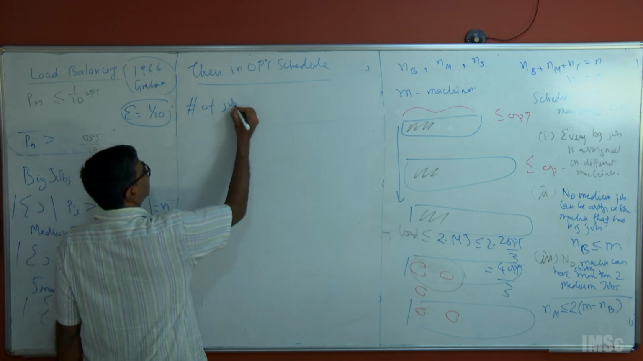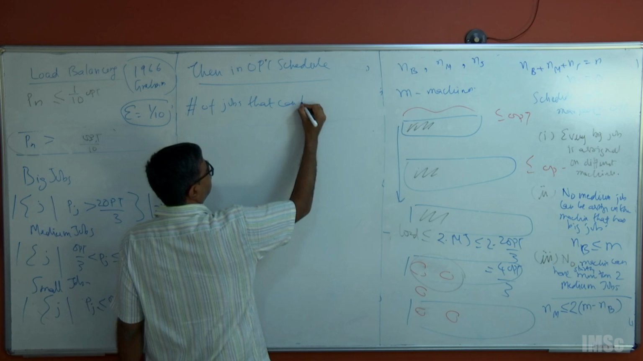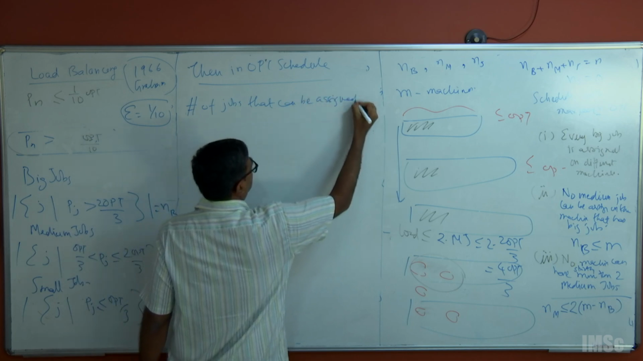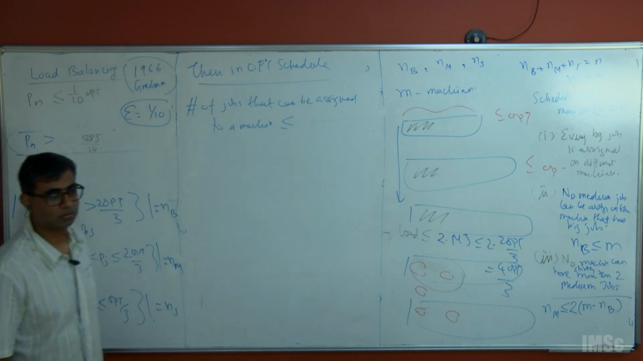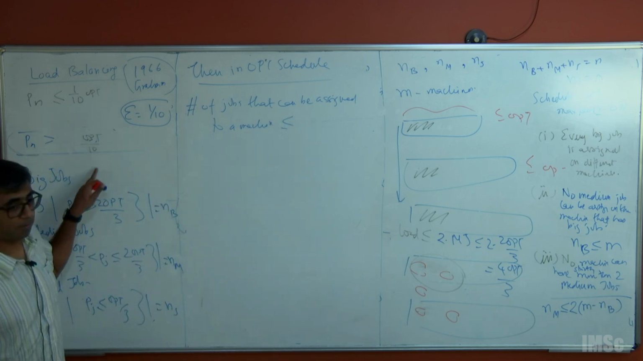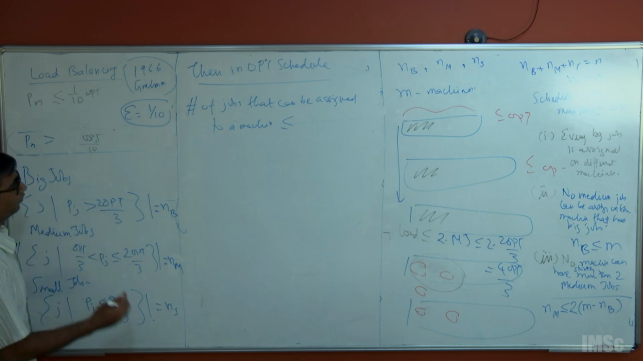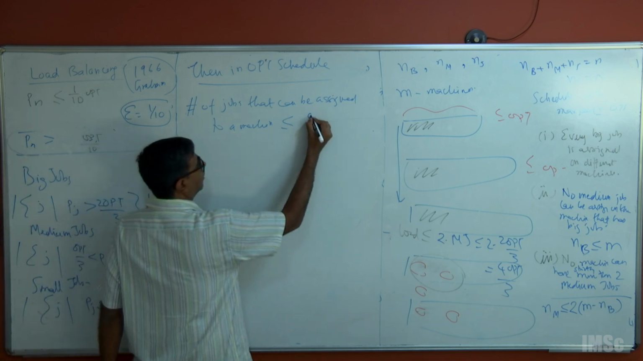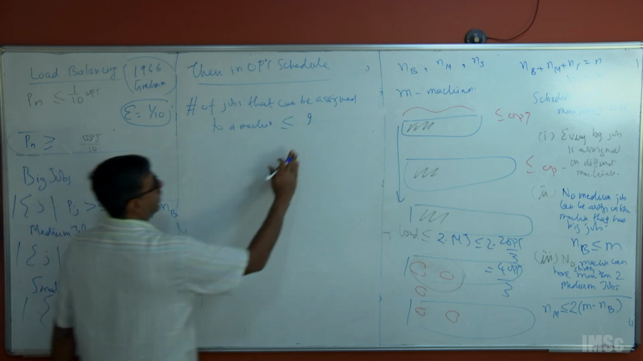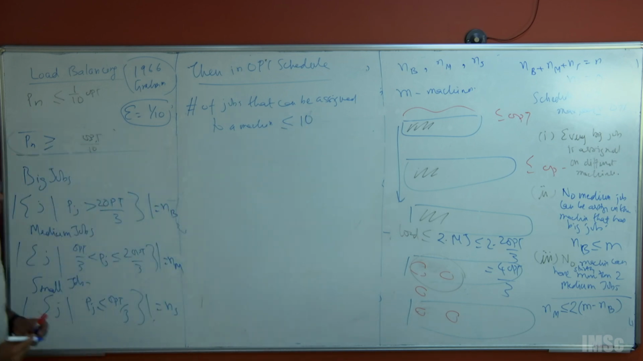the number of jobs that can be assigned to a machine is less than or equal to, since each job is opt by 10, at most this in the opt schedule. Look at the optimum schedule. Because it can't be more, it is 9. If I had made it greater than or equal to, then it would have been 10. It doesn't matter. So that is one thing. Aha, so now we have started to understand.